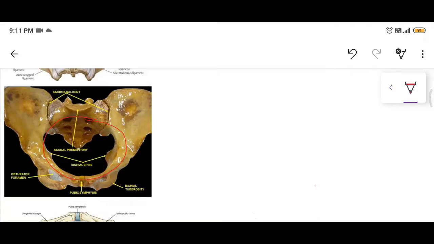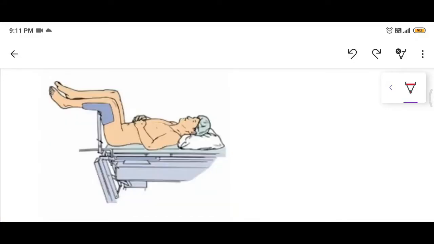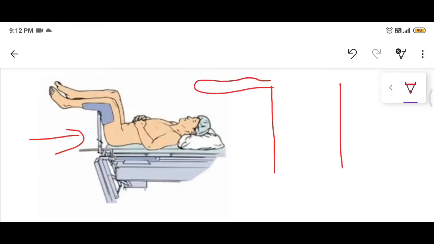So before going into the pelvic diaphragm or the triangles, we will connect the lithotomy position with our normal standing position. So this view will be called the lithotomy view. Now suppose this is your abdomen, this is your hand and all, this is your leg and all.